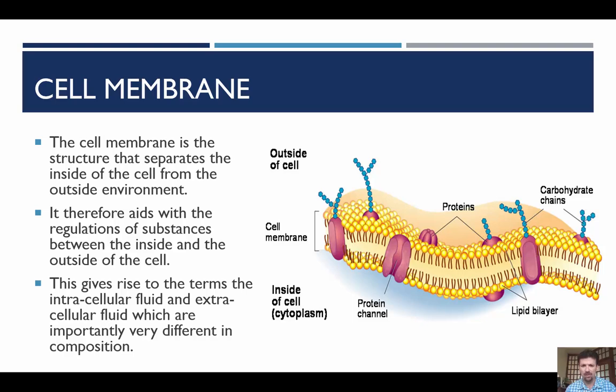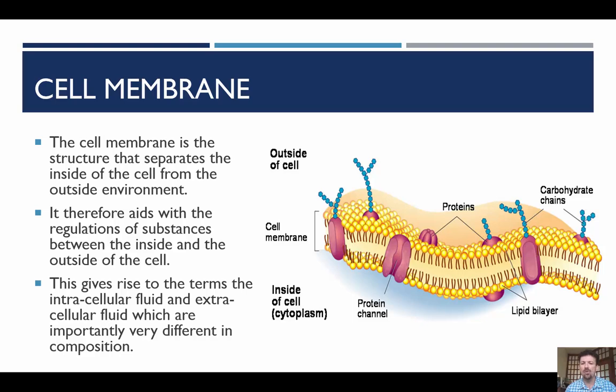This is very, very important because it gives rise to two terms that we talk about. We refer to the intracellular fluid and the extracellular fluid. And they have different chemical compositions, which are very, very important for the functioning of the human body. And having the cell membrane allows that division to take place.